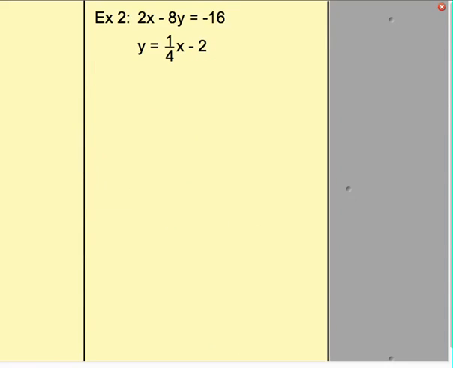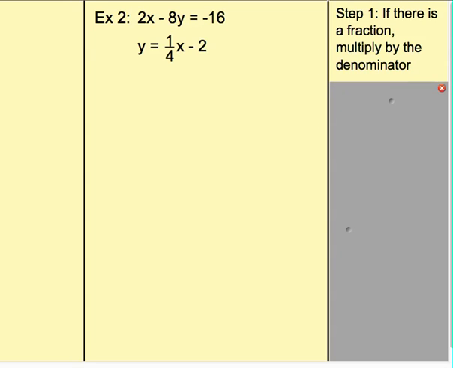So let's take a look at our second example. This time we have a fraction. So here's what we do if we have a fraction. If we don't want a fraction, we can multiply the whole equation by the denominator. So what happens if I multiply this equation by 4, the denominator of my fraction, I get 4y, 4 times a fourth cancels, leaving me with x, and 4 times negative 2 is negative 8.